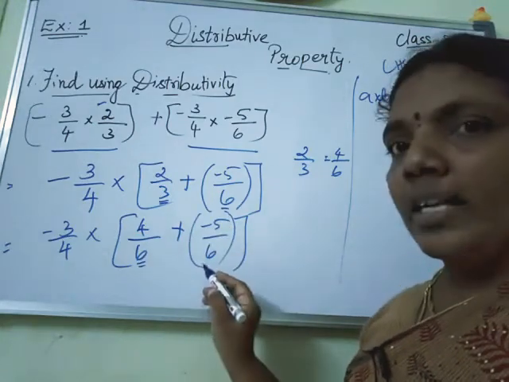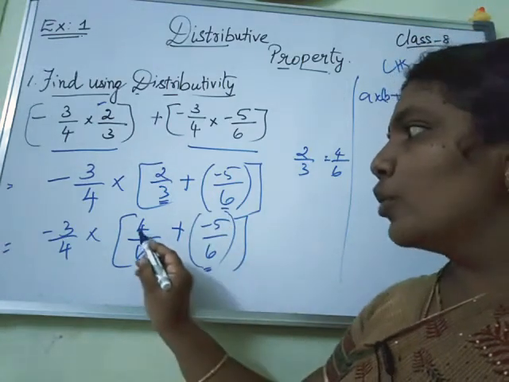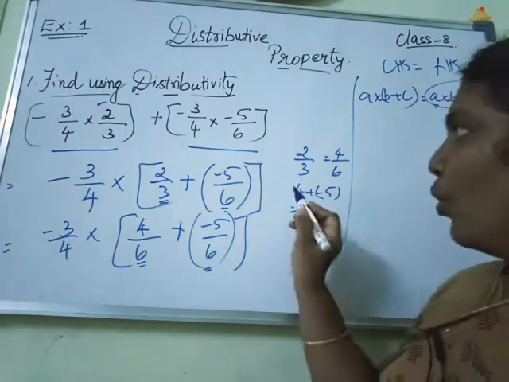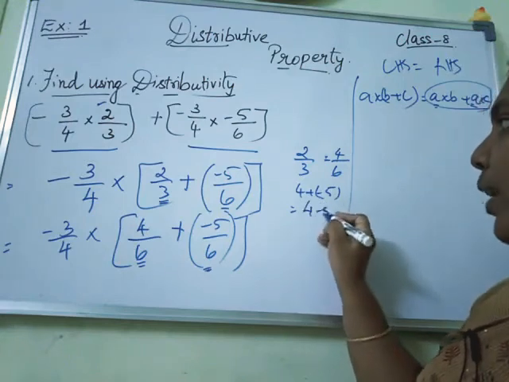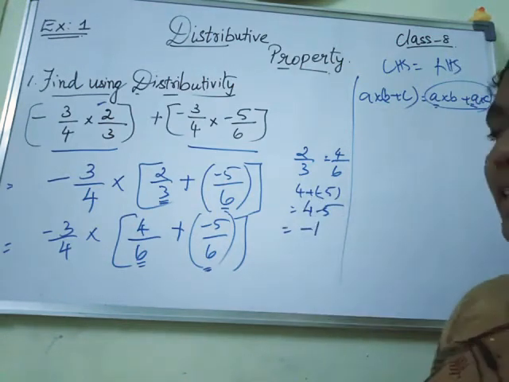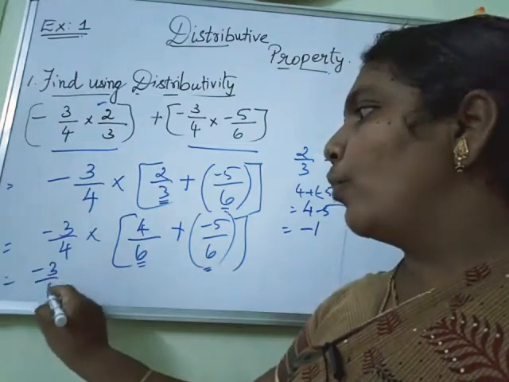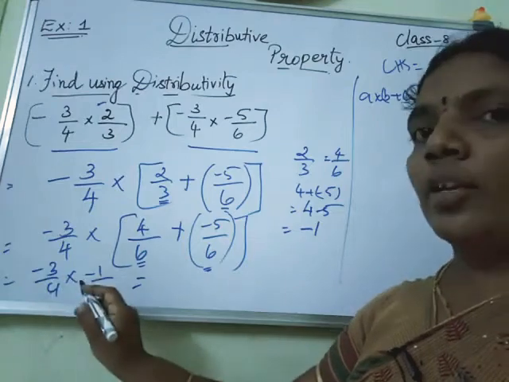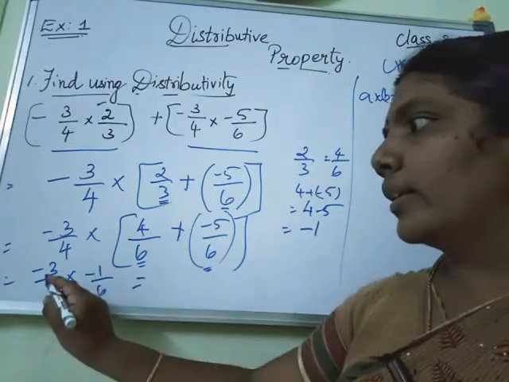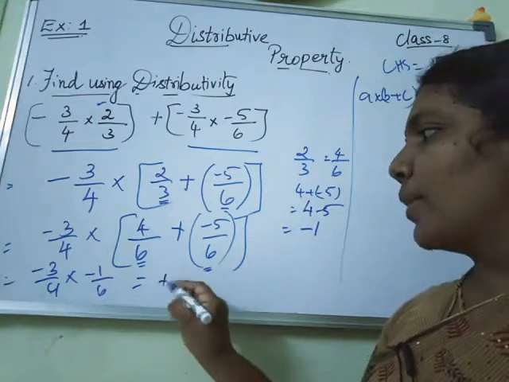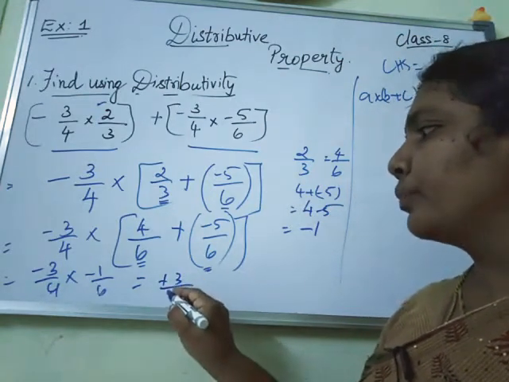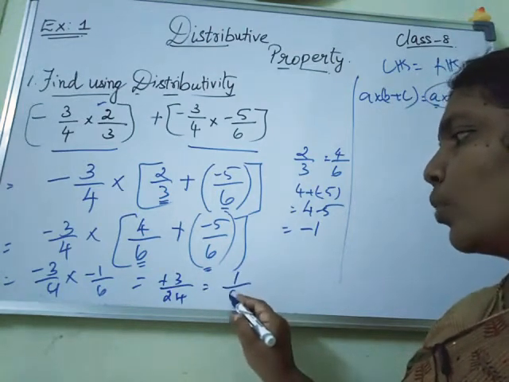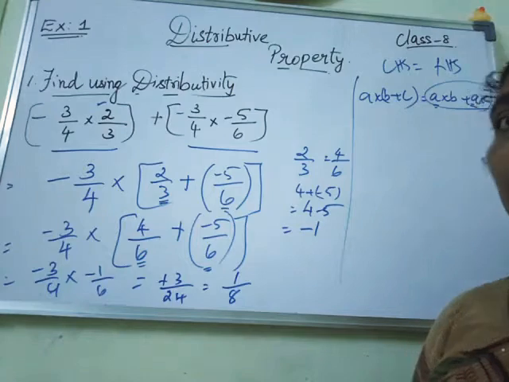So now these are like terms, the denominator comes the same, 6 and 6. So 4 plus minus 5, do the mathematical operation with the numerator alone. 4 plus of minus 5 is 4 minus 5, which is minus 1. So here minus 3 by 4 into minus 1 by 6. Now numerator multiply by numerator, denominator multiply by denominator, that is minus 3 into minus 1 is plus 3, and 4 sixes are 24, and then we can reduce this fraction to the equivalent fraction, that is 1 by 8. By the 3 table we can cancel. Thank you children.